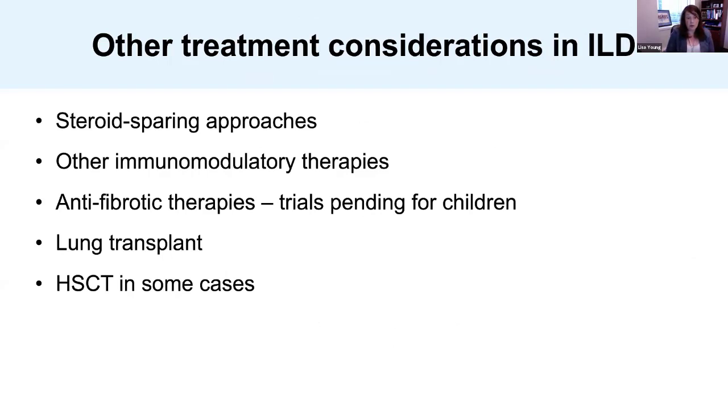Along with glucocorticoids, with starting them, you should be immediately thinking about your steroid-sparing approaches, whether other immunomodulatory therapies, especially if you've been able to identify immune dysfunction, you may be able to avoid steroids quite a bit. There are trials pending for use of antifibrotic therapies in children. Some of these patients will progress to lung transplant, though not most, but some, certainly with improvements in CF. The portion of kids with ILD needing lung transplant is a bigger piece. But remember to look carefully at immune dysfunction and macrophage abnormalities, because lung transplant may not be the way to go, may instead be bone marrow.